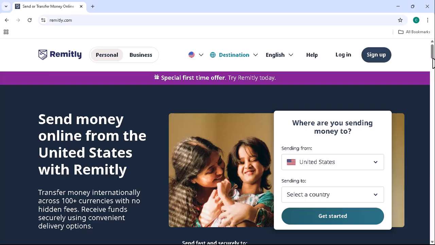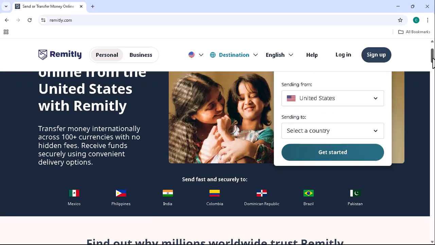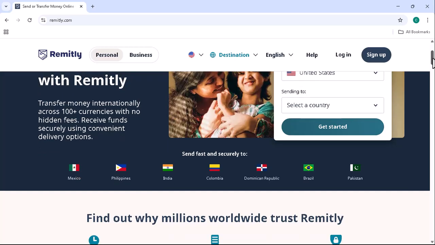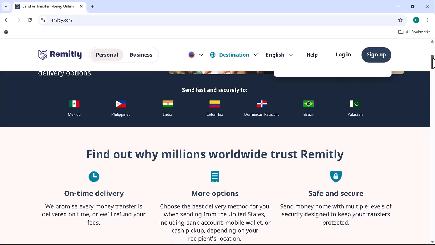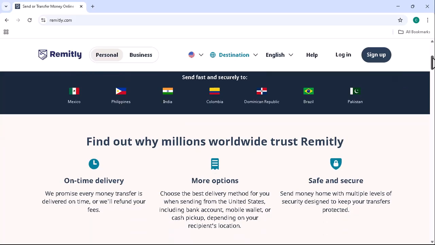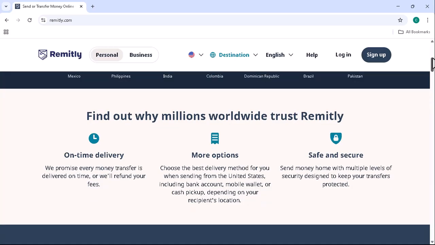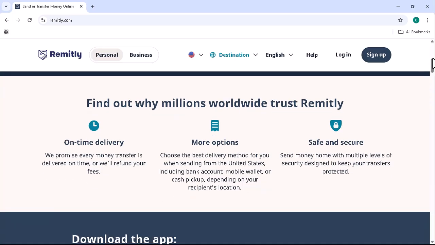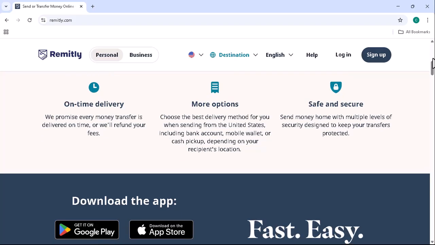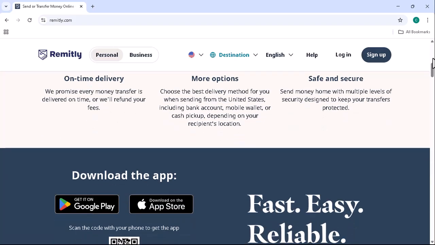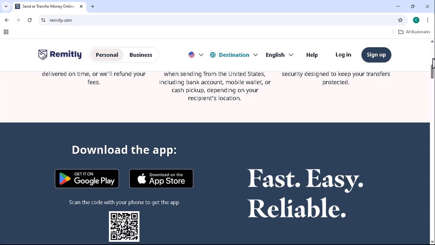Remitly transfer limits are not a single, fixed amount. They depend on several factors, including the country you're sending from, the country you're sending to, your account tier, and the delivery method. For example, if you're sending money from the United States, a basic account might have a daily transfer limit of around $2,999. This is for what Remitly calls Tier 1 users.